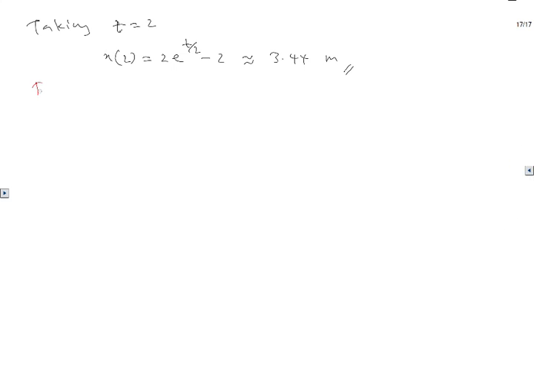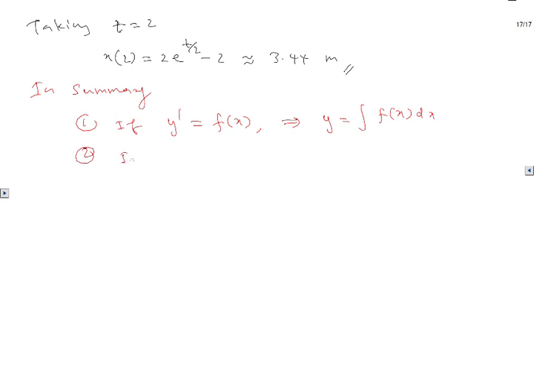So in summary, let's write what we have. The first one is: if y prime equals f(x), you get y equals the integral of f(x) dx. Number 2: if y prime equals f(y), what do you do? You turn it upside down and integrate with respect to y. We normally don't write the c because c is already contained in there. So those are the two formulas.